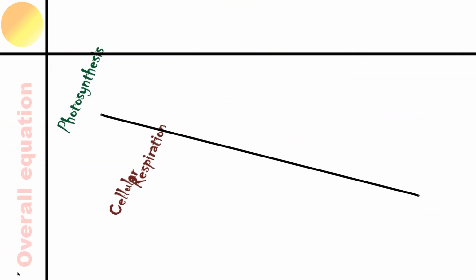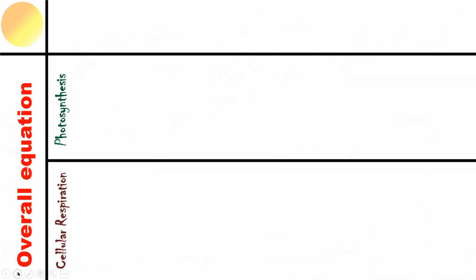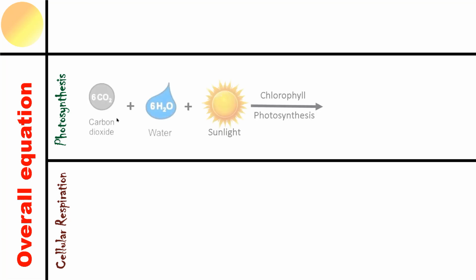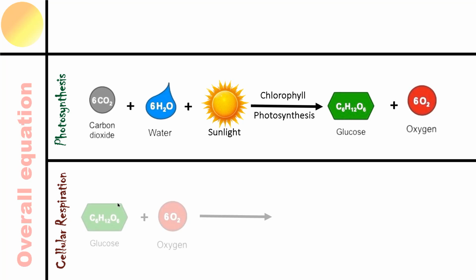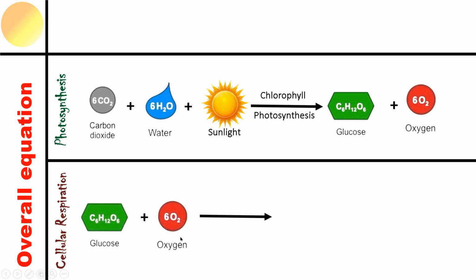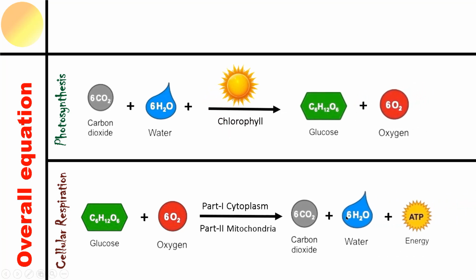Coming to the overall equation of these two biological processes, in case of photosynthesis, carbon dioxide combines with water in the presence of sunlight in chlorophyll containing parts of the plant, and it leads to the production of glucose and oxygen gas. In case of cellular respiration, glucose combines with oxygen, its oxidation takes place and it leads to the formation of carbon dioxide gas, water and release of energy.